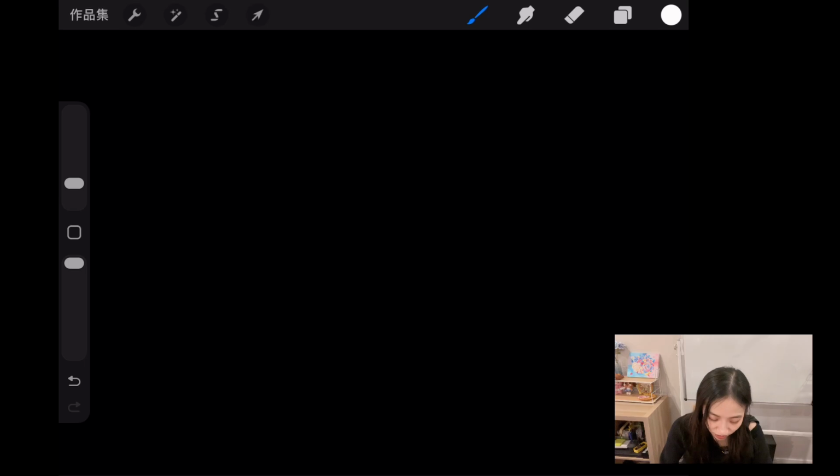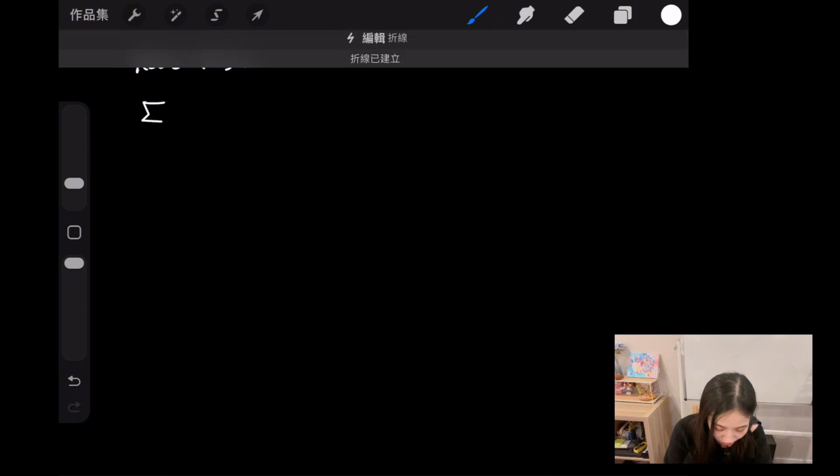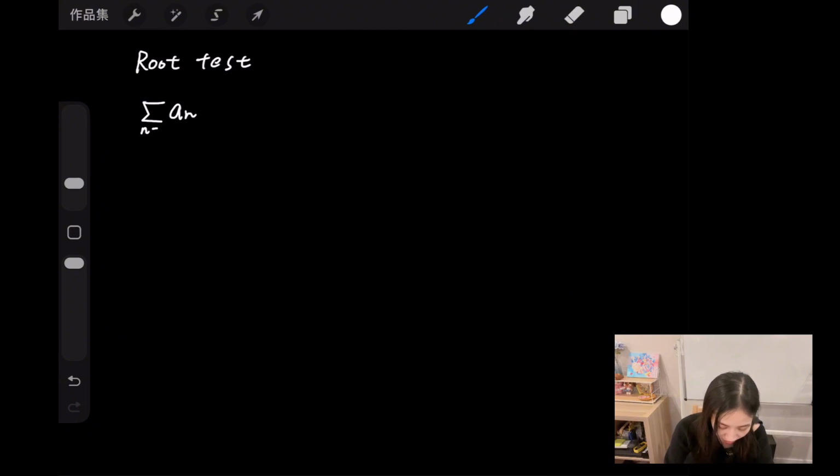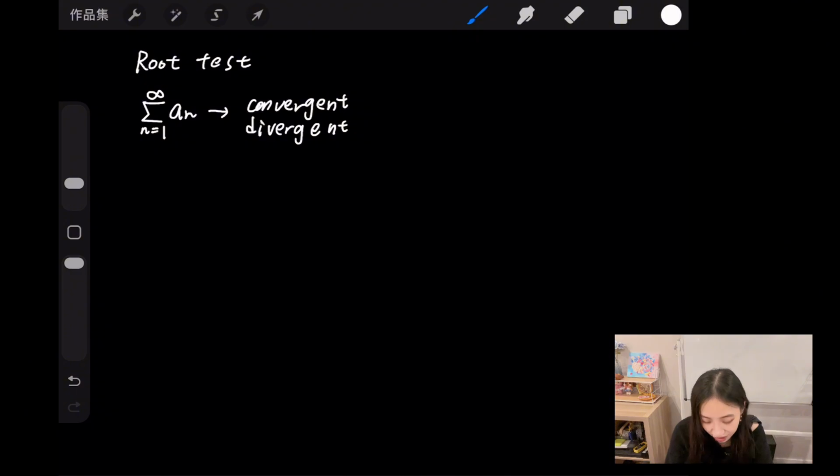Okay, so what is the root test? How to do it? Let's say we have an infinite series here, summation a sub n, n from 1 to infinity, and we want to know if it is convergent or divergent by using the root test. Okay, root test. Yeah, this kind of looks like root as well. So how do we use the root test?